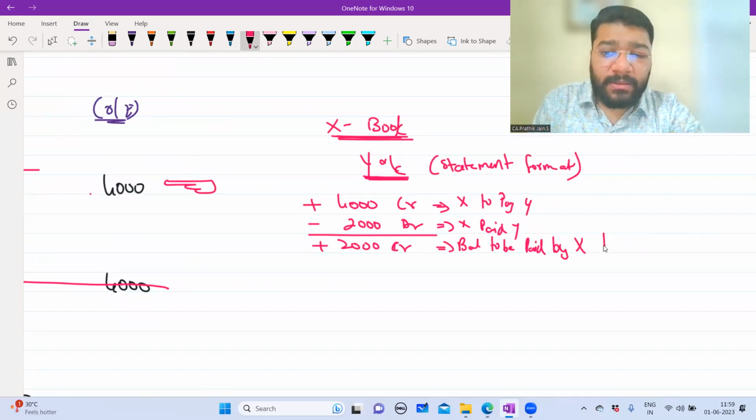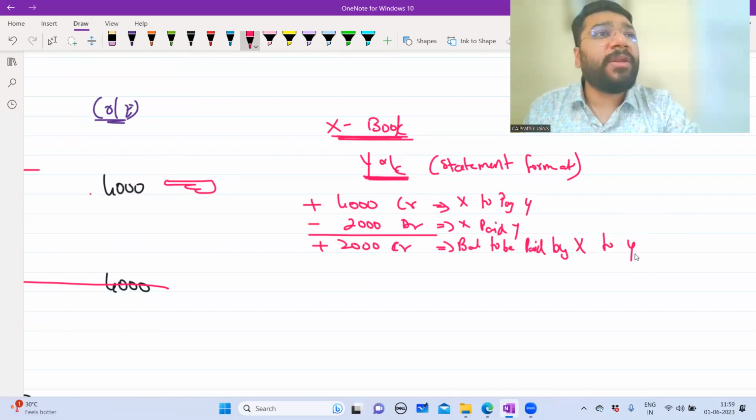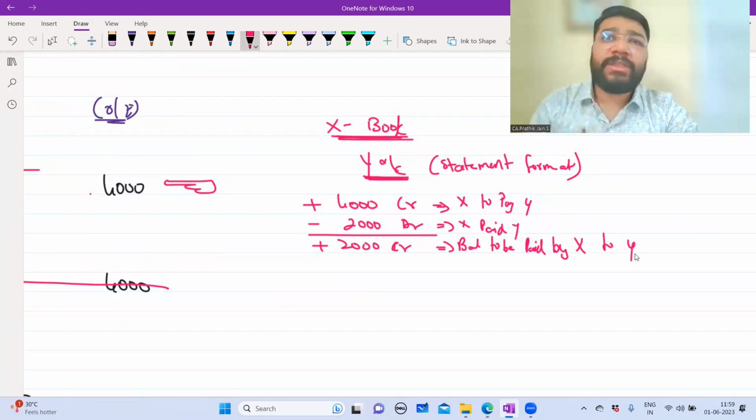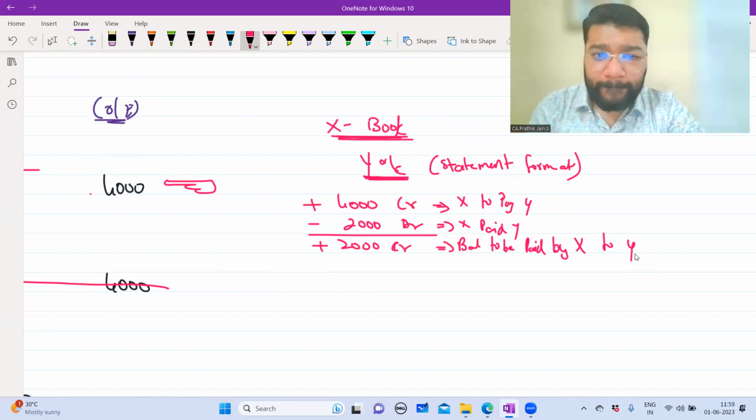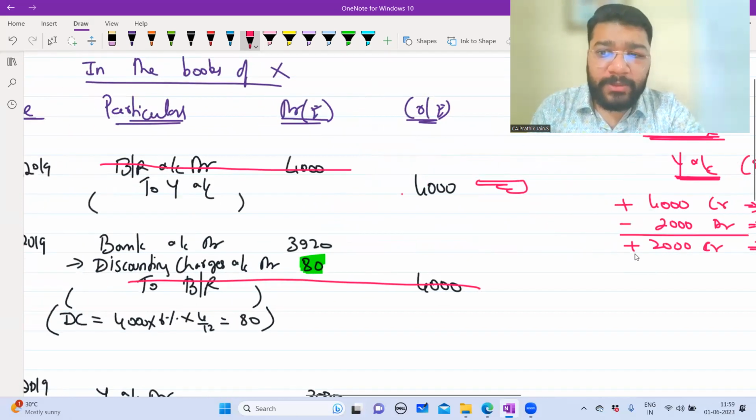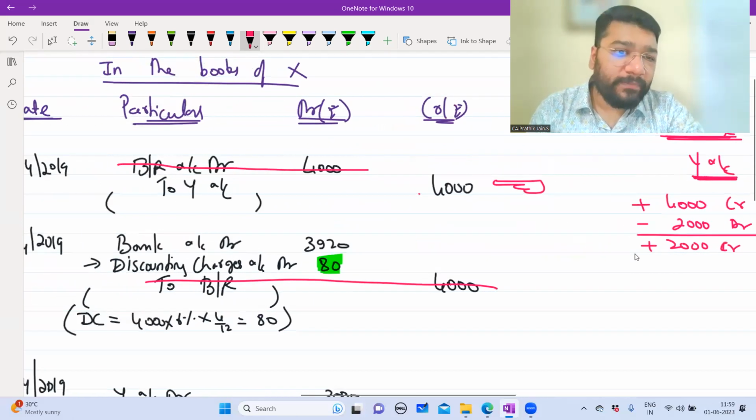Balance to be paid by X to Y. Is this ledger clear or not clear? I'm not doing the ledger in the T-shaped format. I'm doing it in the statement format. Is this ledger clear or not clear? Online people, hello. I'm going very slowly.